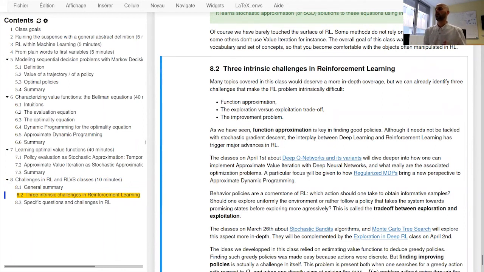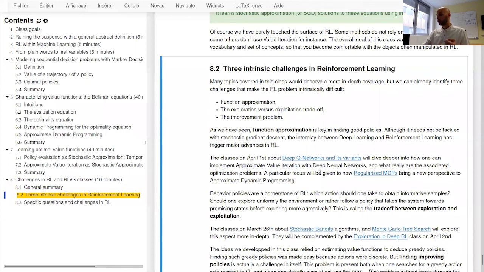Concerning the second challenge, behavior policies are really a cornerstone of reinforcement learning. Which action should one take to obtain informative samples? Should one explore an environment uniformly, or rather follow a policy that takes the system towards promising states before exploring more aggressively? All these questions are actually the trade-off between exploration and exploitation.